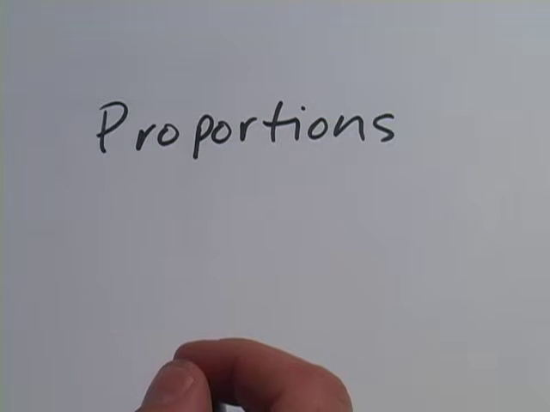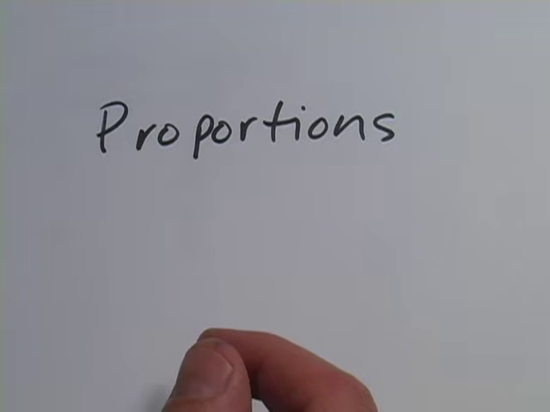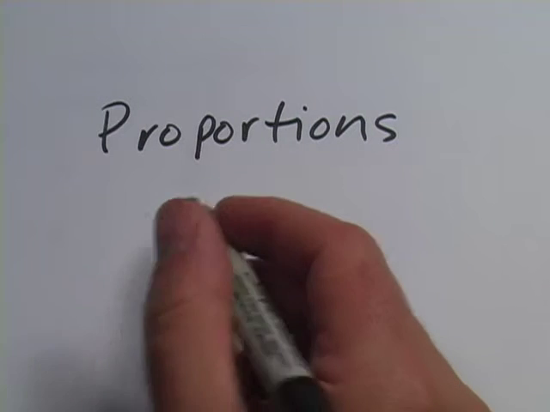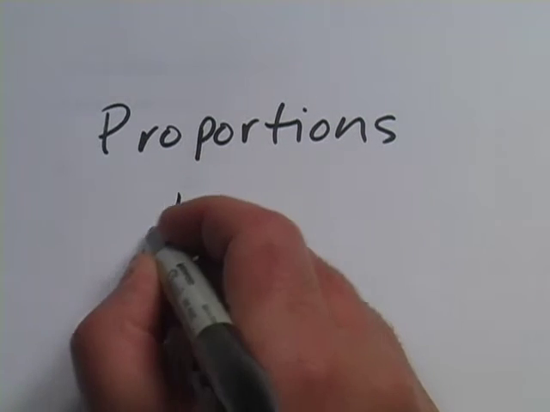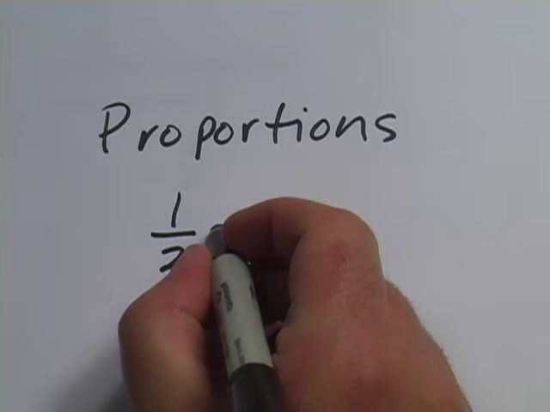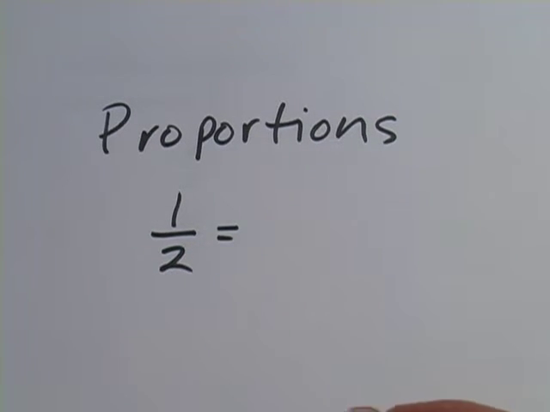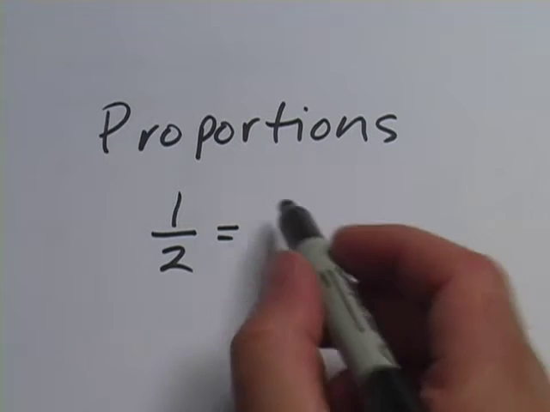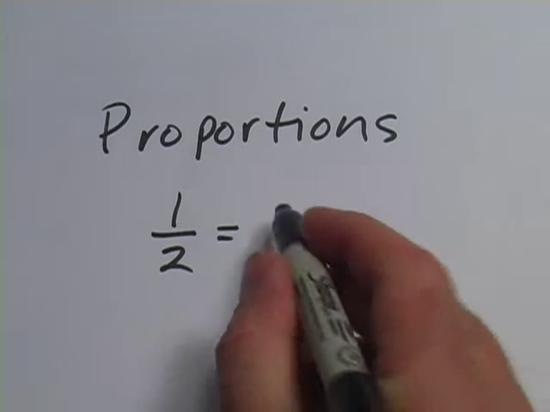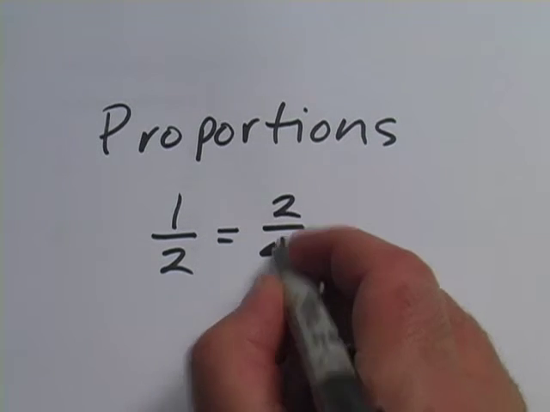Okay, we're talking about proportions. And proportions are two ratios that are set equal to each other. So for example, if we had a ratio that was 1 to 2, we would write it as a fraction like that. And then to make a proportion here, we'd put an equal sign, and then we would have another ratio that was equivalent to that 1 to 2. So let's say 2 to 4.